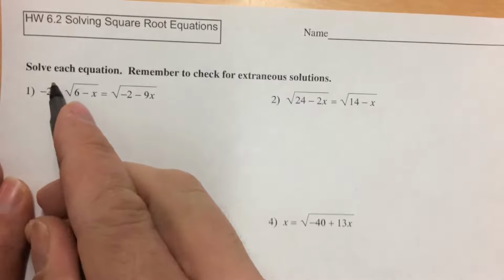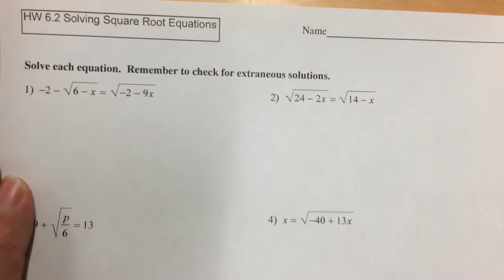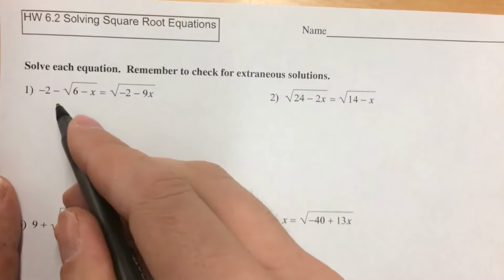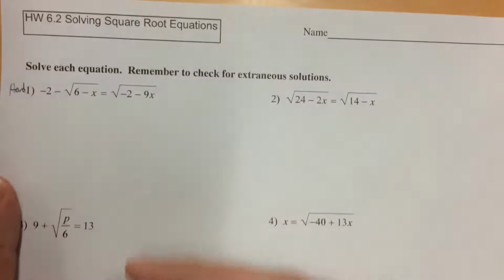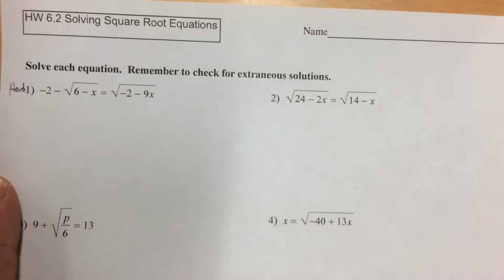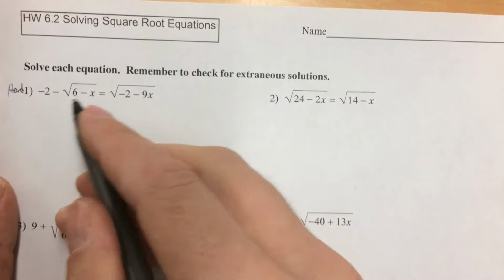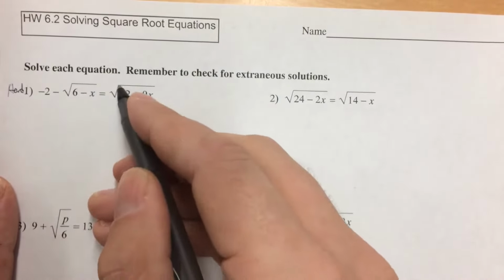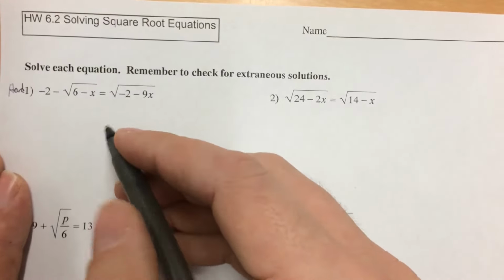Here we are solving these square root equations, and I'm just going to do a few of them with you. This first one is an example of the very hard kind. What makes it hard is that there are two square roots plus another constant. The first step is to isolate the square root, and one of the square roots is already isolated. So we're going to start right away by squaring both sides.